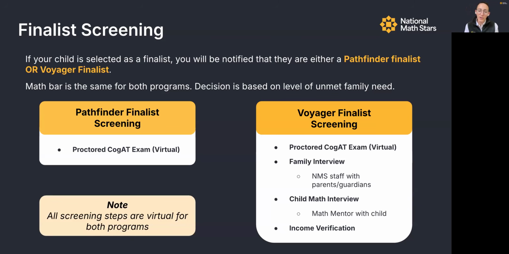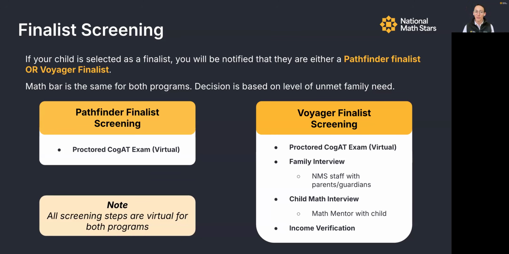However, depending on programs, there is a different screening process for our finalists. As a Pathfinder finalist, all we ask is for you to complete a proctored COGAT exam. This is done virtually in collaboration with Northwestern University and their Center for Talent Development. If you're selected as a Voyager finalist, there's that same proctored COGAT exam, but a few additional steps as well.